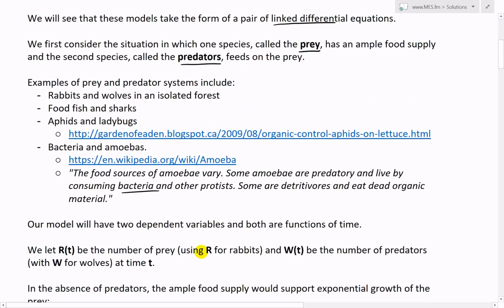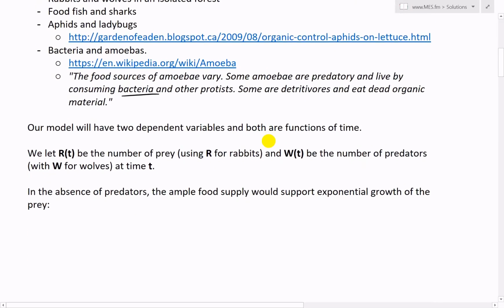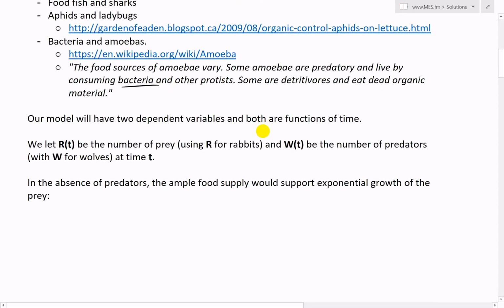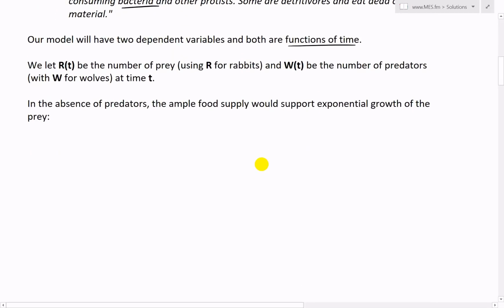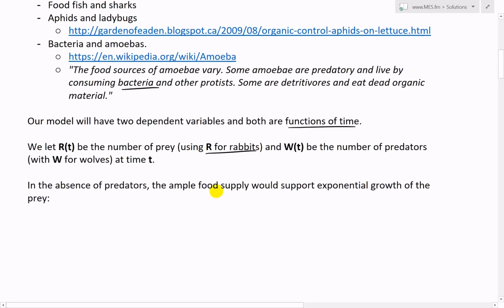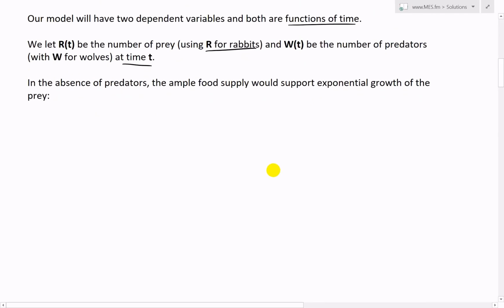Before I get to our model, these are examples of prey and predator systems, and they arise in many different fields. Our model will have two dependent variables, and both are functions of time. So this is the kind of model we'll get to. First, we can let R of t be the number of prey, using R for rabbits. We'll use the rabbits and wolves analogy to set up our formulation. And then W as a function of time is the number of predators, with W for wolves, at time t. So these are just the populations of rabbits and wolves, or prey and predator.